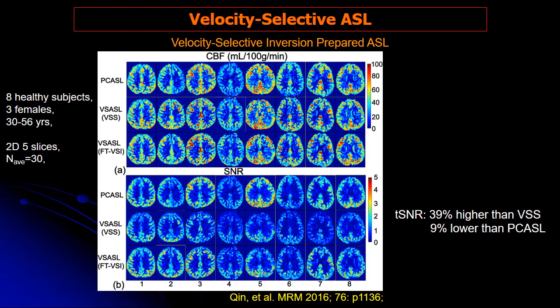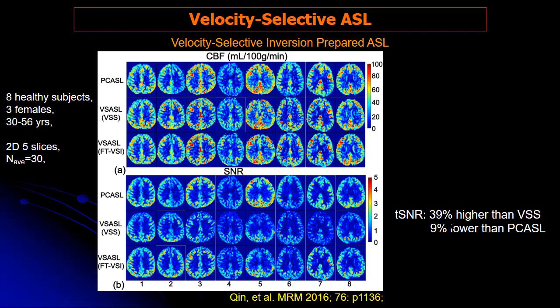Then we conducted our study on 8 healthy subjects, comparing our VSI method with the conventional VSS pulse train and PCASL. We did a 2D single-shot EPI for 5 slices, repeated 30 times, and calculated the temporal ISNR. We see that our VSI method has 40% higher ISNR than the conventional VSS, and it's only 9% lower than PCASL.